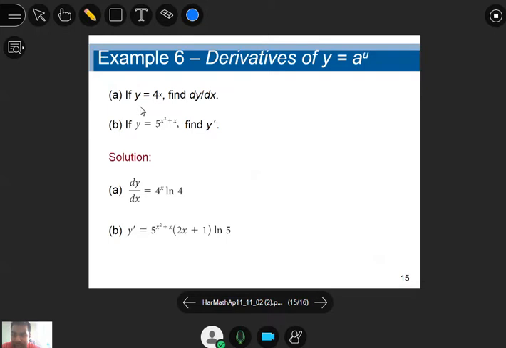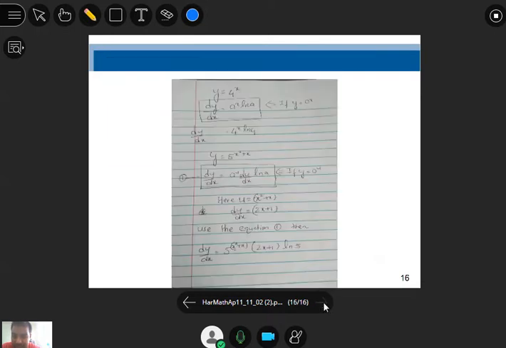The first one is, if y is equal to 4 to the power x, find dy over dx. So let's see about it. This is our given problem, y is equal to 4 to the power x. We learned that if y is equal to a to the power x, we can use this formula directly. First we need to understand what our a is. Our a is equal to 4 here. The only thing you need to do is substitute a as 4 in this formula, then you can get the answer directly.